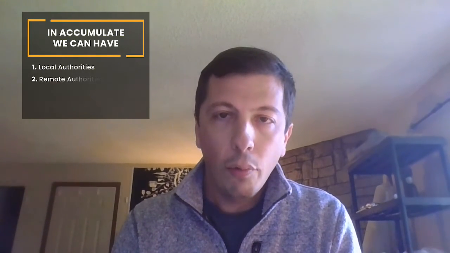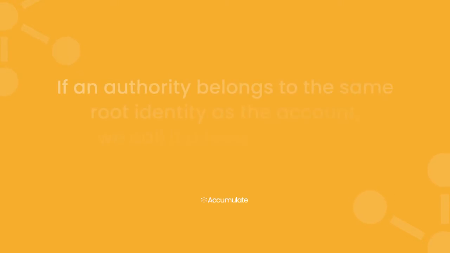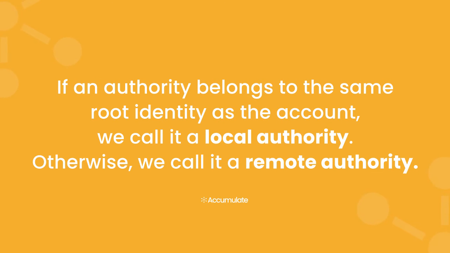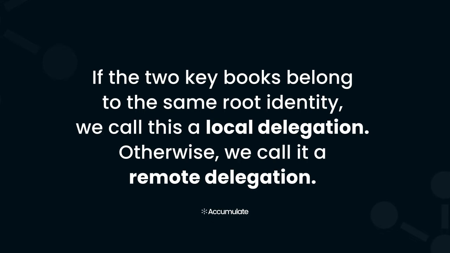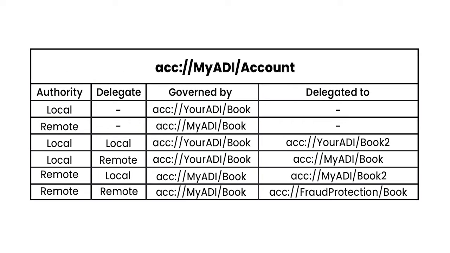So in Accumulate, we can have what we call local authorities, remote authorities, local delegates, and also remote delegates. If an authority belongs to the same root identity as the account, we call it a local authority. Otherwise, we call it a remote authority. A keybook may delegate its authority to another keybook. If the two keybooks belong to the same root identity, we call this a local delegation. Otherwise, we call it a remote delegation. If we take a look at the following table, we can see how these local and remote authorities and delegates can be combined to enable a variety of applications that are useful in everyday life.